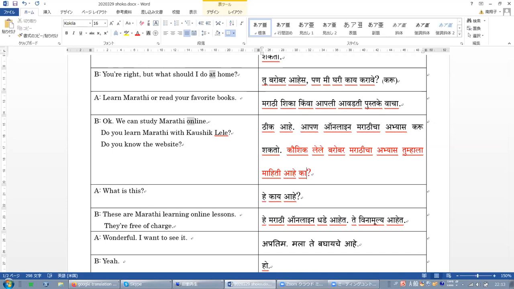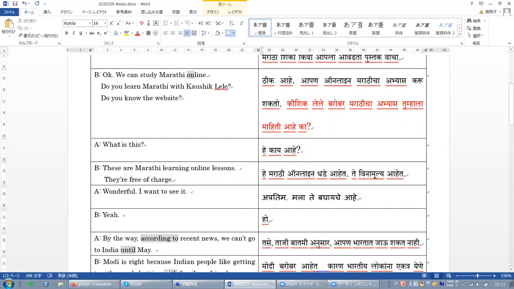Right. Just kai is what? Okay. So ka. K A capital or ka? Yes, K, ka, long A. Okay. Sorry, it takes a lot of time. What is this? So, he kaya he. These are Marathi learning online lessons. He Marathi online.